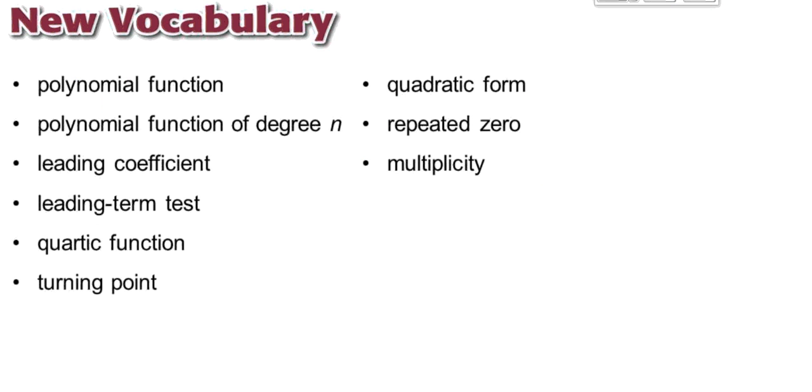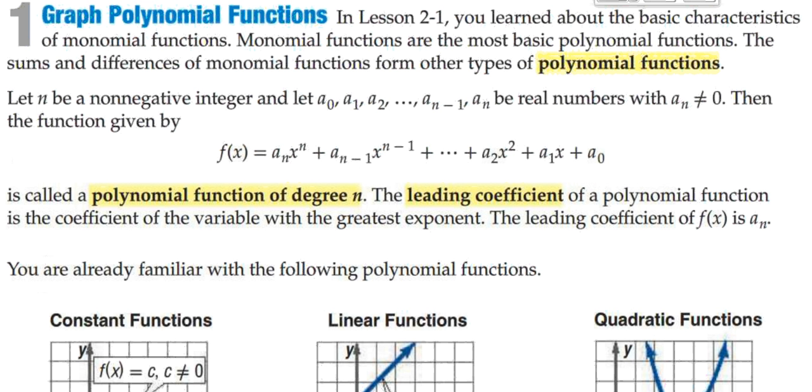Okay, there is our vocabulary. I think we'll go through that as we approach it. To begin with, polynomial functions is our first definition that we want to write down: the sum and difference of monomial functions form polynomial functions. So poly means many, and so it has many terms.